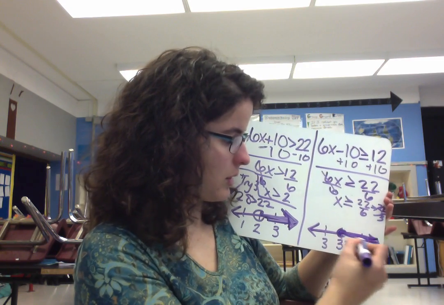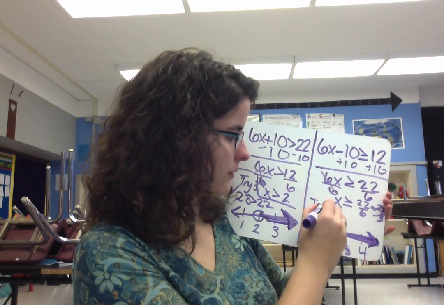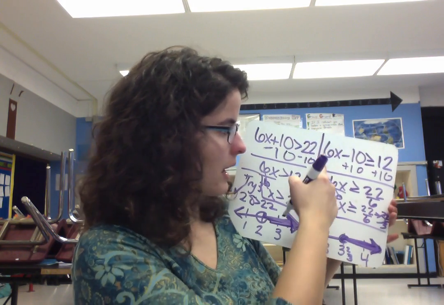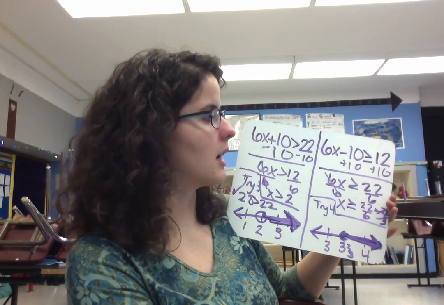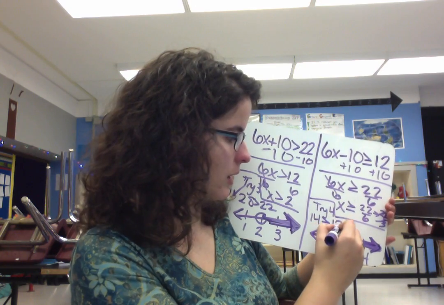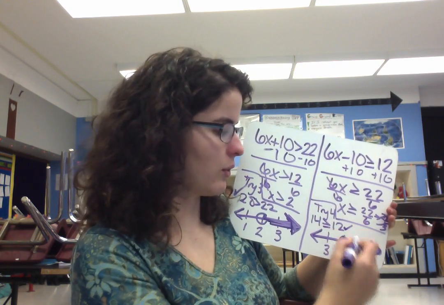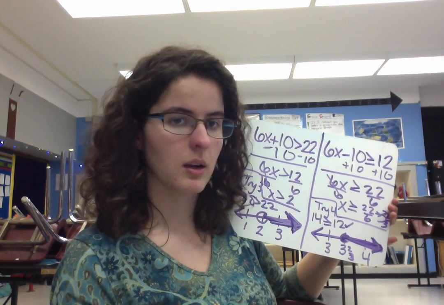So let's put it this way, and then let's check 4. If I try 4, I would have 6 times 4, which is 24, minus 10, which is 14. 14 is greater than or equal to 12, so 4 is correct. That means that 4 is a solution that's going to work here.